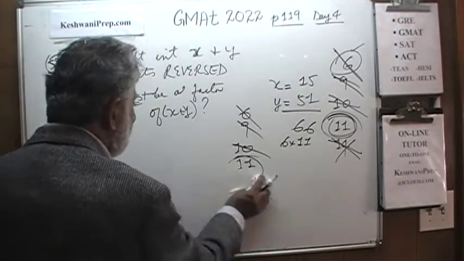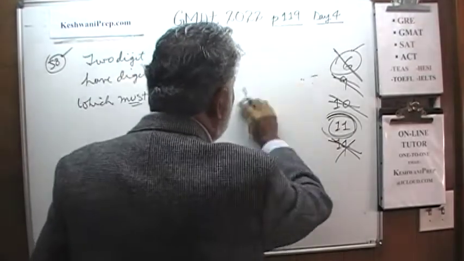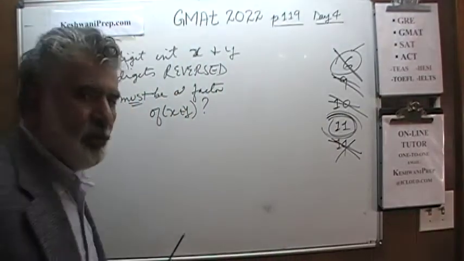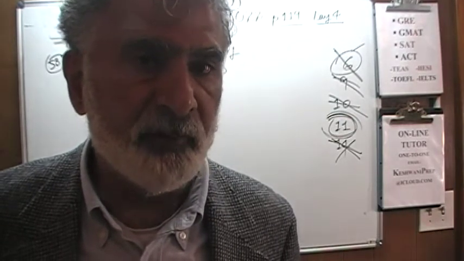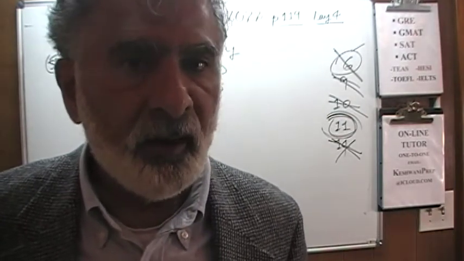Other way, and you will see now, no matter which two-digit number you pick, if you reverse its digits and add up the two numbers, you will always find that it's a multiple of 11. Why? In order to understand why, we have to look at the algebra.